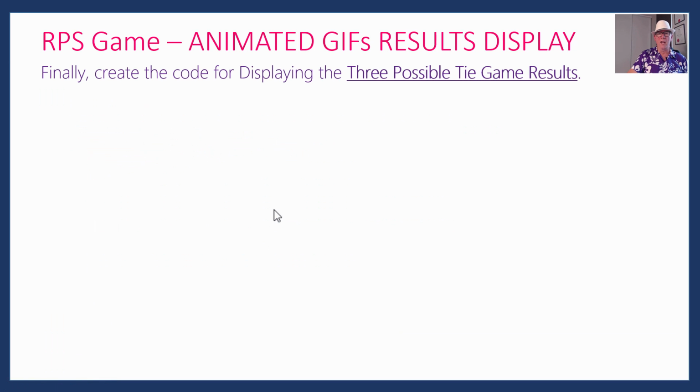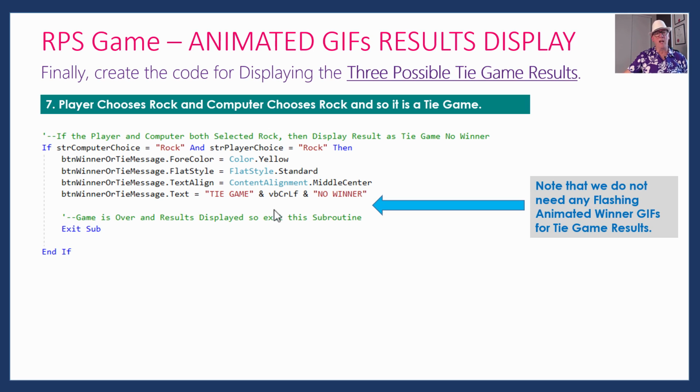And then we need the tie game results. Now, in the tie game results, remember, we're not putting in a flashing animated GIF. So in this part here, it's all blank. All we need to do is change that message in the middle to say no winner. And we're doing that in a yellow font, okay? So we're just setting all that up and displaying it.